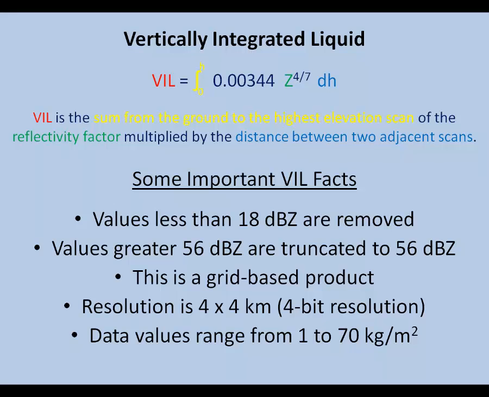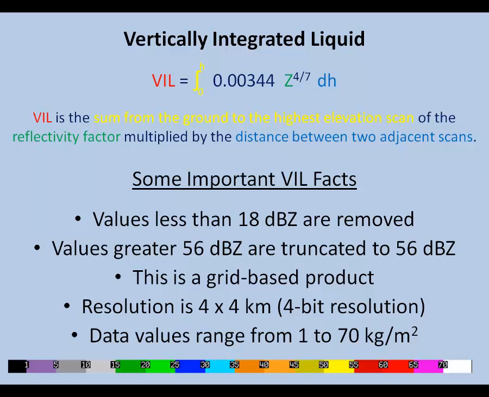Again, going back to the precipitable water. And here's the scale. Obviously, most people are familiar with it. And that's why it's in every 5, because it is a 4-bit product. Again, the resolution 4x4 kilometers.